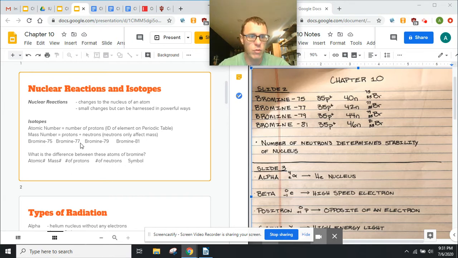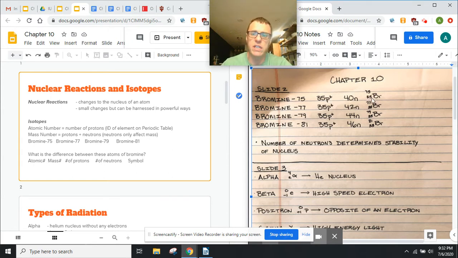Here I've written down 4 isotopes of bromine: bromine 75, 77, 79, 81. This particular set of isotopes are all odd numbers. That is not the case all the time. But you can see here in the notes, bromine, bromine, bromine, here are all the numbers. If you look at bromine on the periodic table, it's atomic number 35. That's the number of protons. So they all have 35 protons.